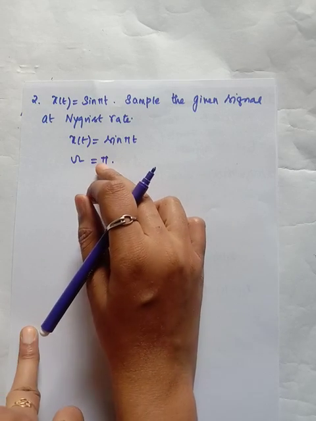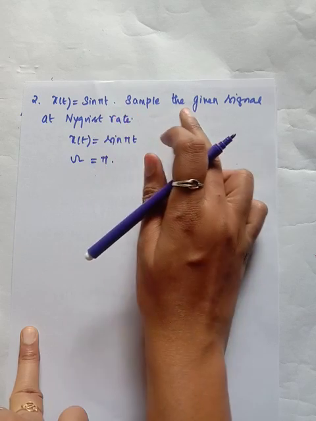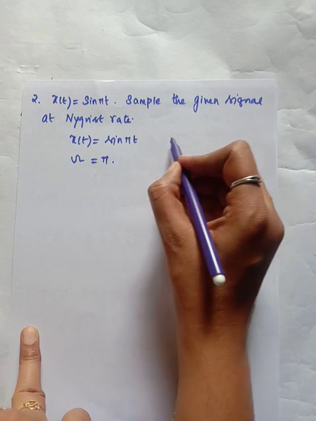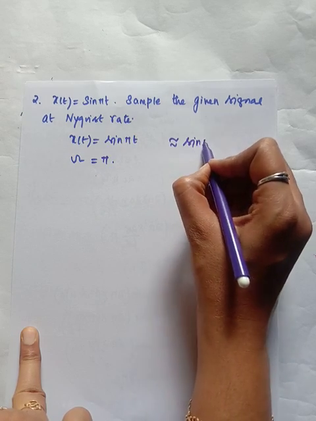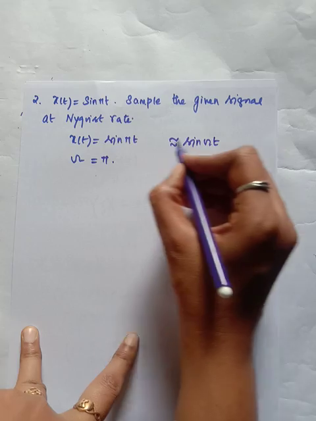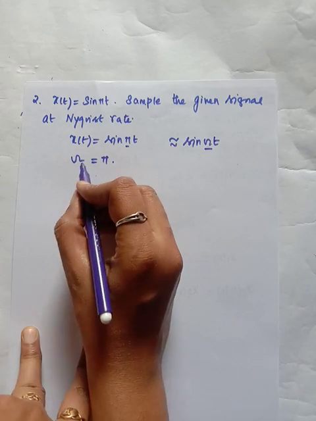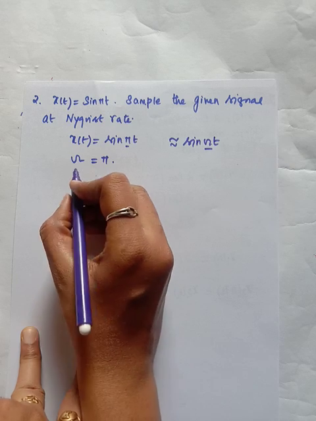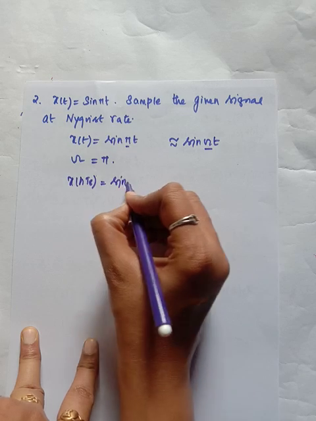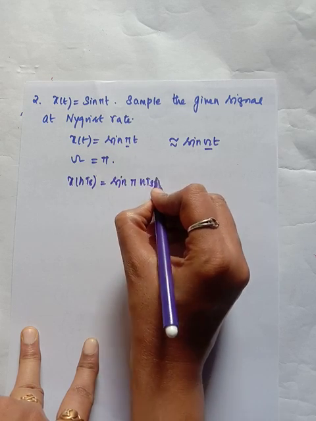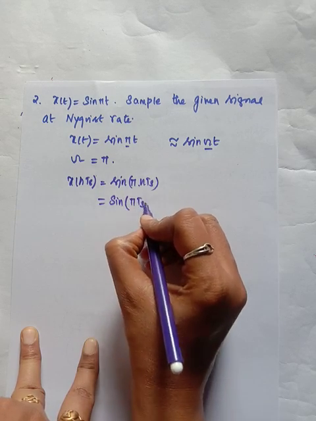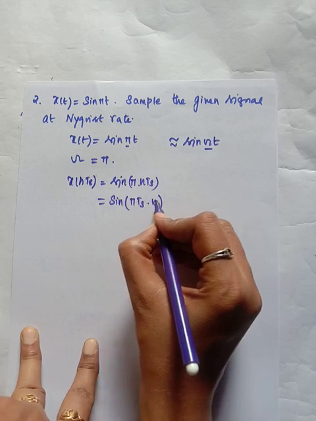Now consider the signal x of t equal to sin pi t. We need to sample the given signal at the Nyquist rate. So x of t equal to sin pi t is analogous to sin omega t; since it is an analog frequency I am representing it with t. So now I have the frequency as pi. Now I need to sample this, so I will substitute t equal to nTs. So I have sin pi Ts into n, which is the discrete time representation.